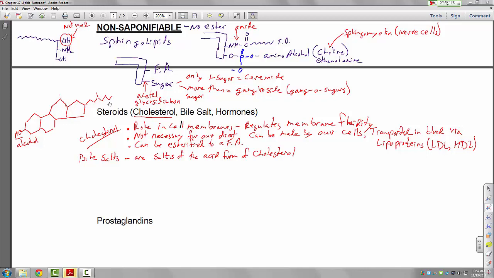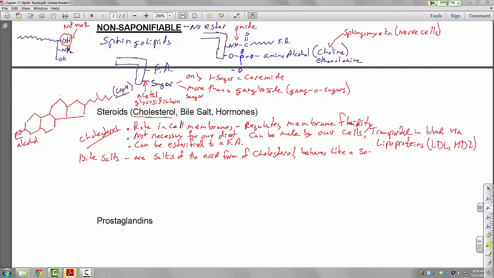And we talked about how soaps are the salts of fatty acids. Well, this is the salt of a cholesterol acid. So there would be an acid group up here, COOH. Right, so there would be an acid group. And if we make the salt of this, we have this long hydrophobic tail and a polar head group. It behaves just like a soap.